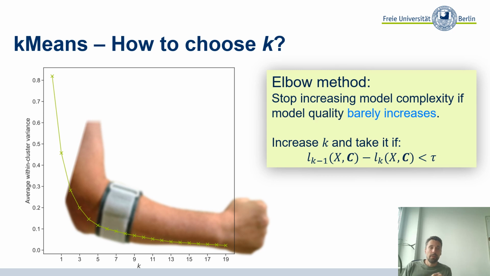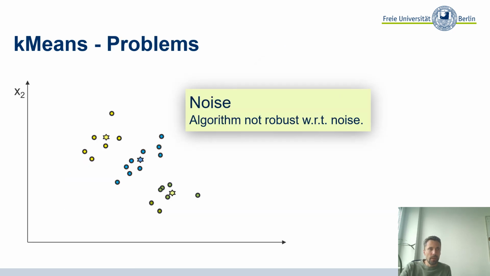And again, another hyperparameter, what this tau is depends on your data, depends on your distance metric, and so you have to optimize this parameter as well. Let's come to a couple of problems here.